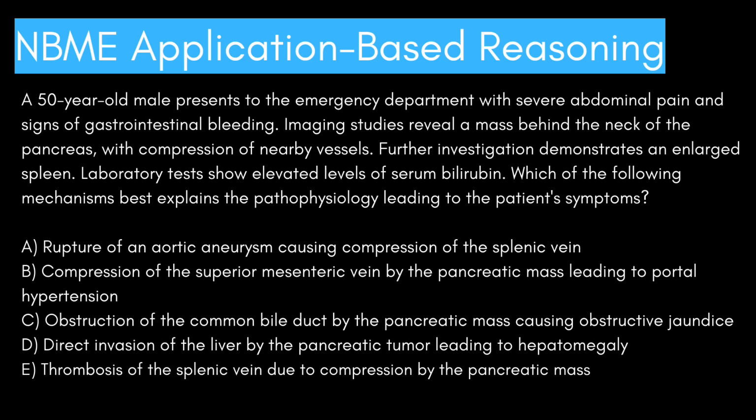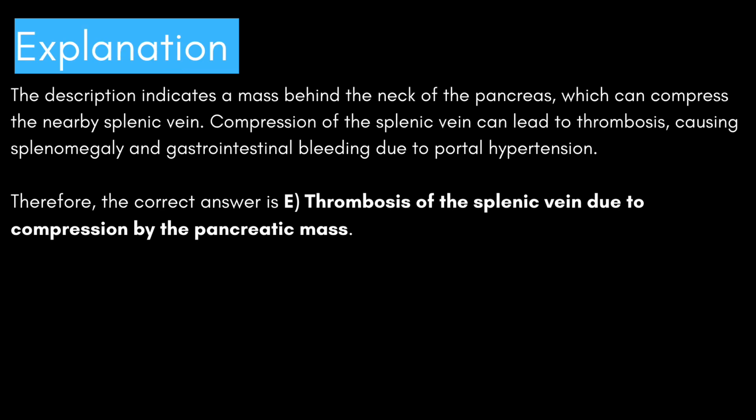All right, I think I gave you guys enough time here. I'm going to move on to see what the correct answer is and what the reasoning behind it is. If you need more time, feel free to pause the video. Otherwise, moving on now. The description indicates a mass behind the neck of the pancreas, which can compress the nearby splenic vein. Compression of the splenic vein can lead to thrombosis, causing splenomegaly and gastrointestinal bleeding due to portal hypertension.